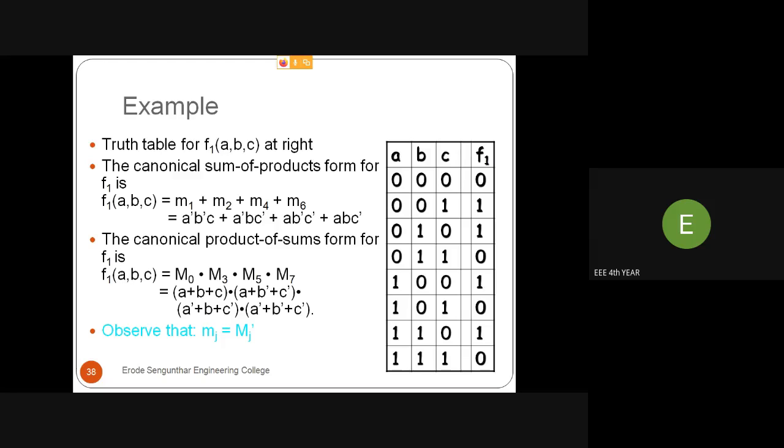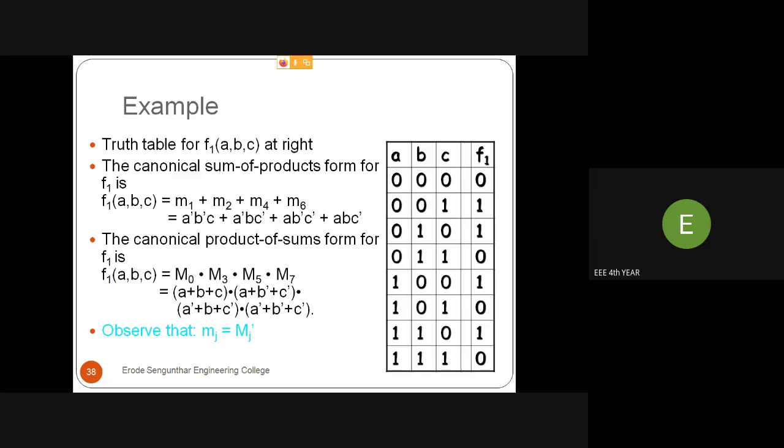Okay, here you see when the output function F1 is 0, it is termed as product of sums. When the output F1 value is 1, those are minterm values. The minterm values are the 1 values, the maxterm values are the 0 values. So F1 of a, b, c is equal to, take the 0 values, capital M0, capital M4, M3, capital M5, capital M7. So the maxterm values are product terms: M0 into M3 into M5 into M7.